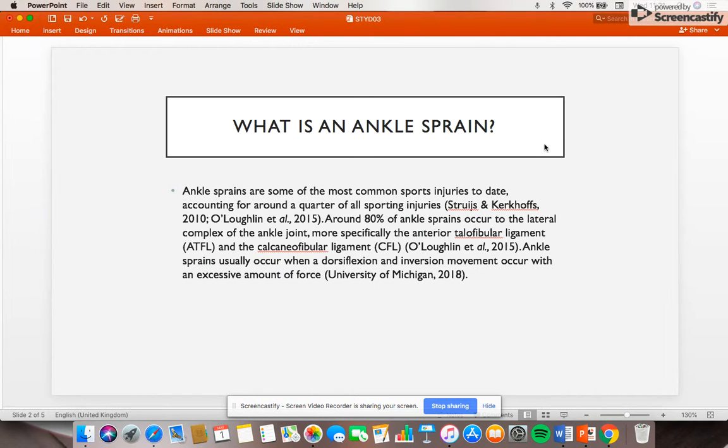Ankle sprains are some of the most common sports injuries today, accounting for a quarter of all sporting injuries. Around 80% of ankle sprains occur to the lateral complex of the ankle joint, but more specifically the anterior talofibular ligament and the calcaneofibular ligament. Ankle sprains usually occur when a dorsiflexion and inversion movement occurs with an excessive amount of force.